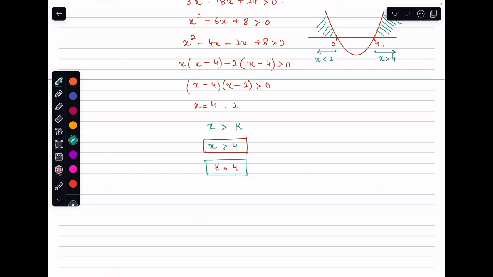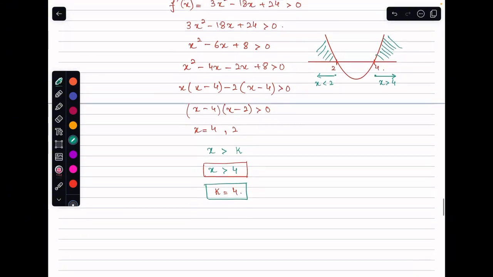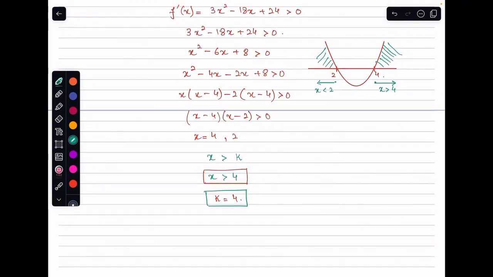And this is the end of increasing and decreasing functions. I have tried to cover some questions from the past papers as well as some questions to explain the topic. And so in the next video, we shall be starting stationary points or the second derivative.